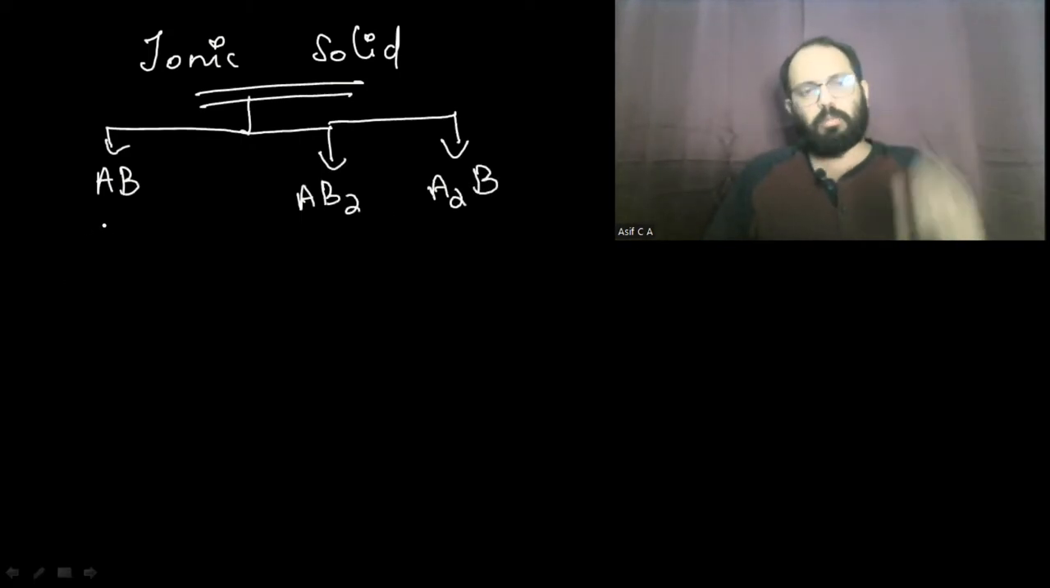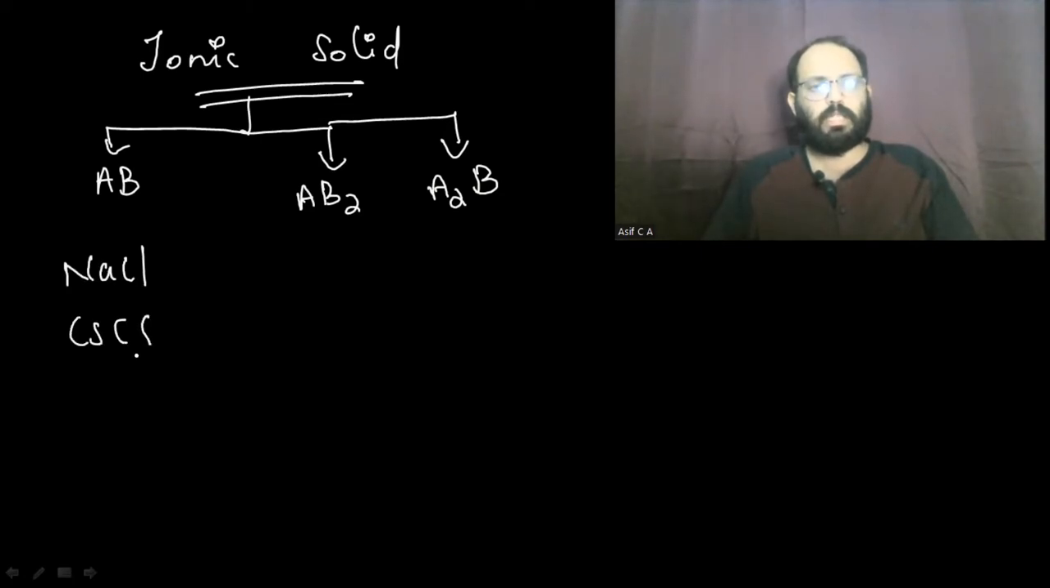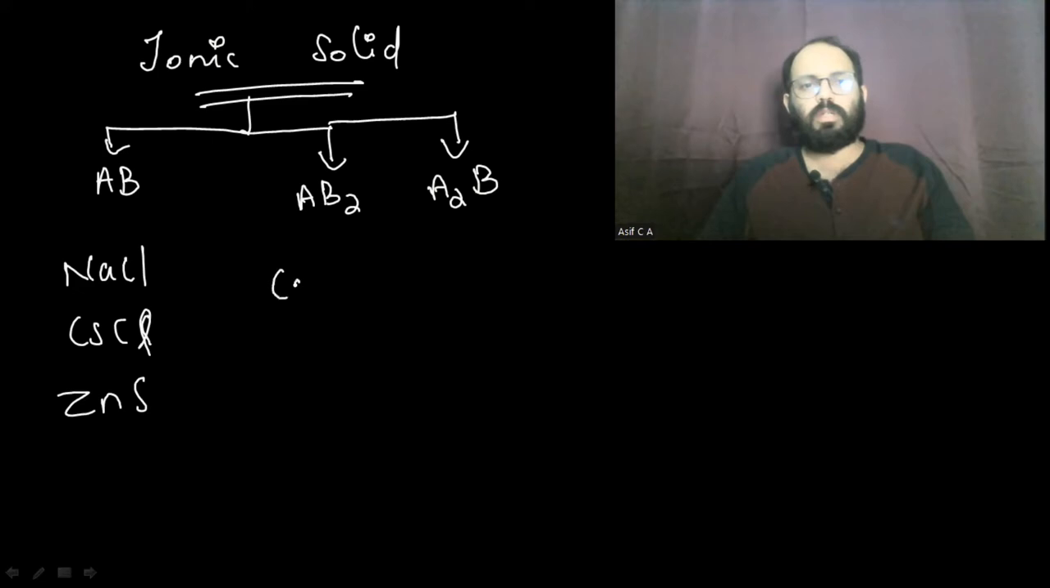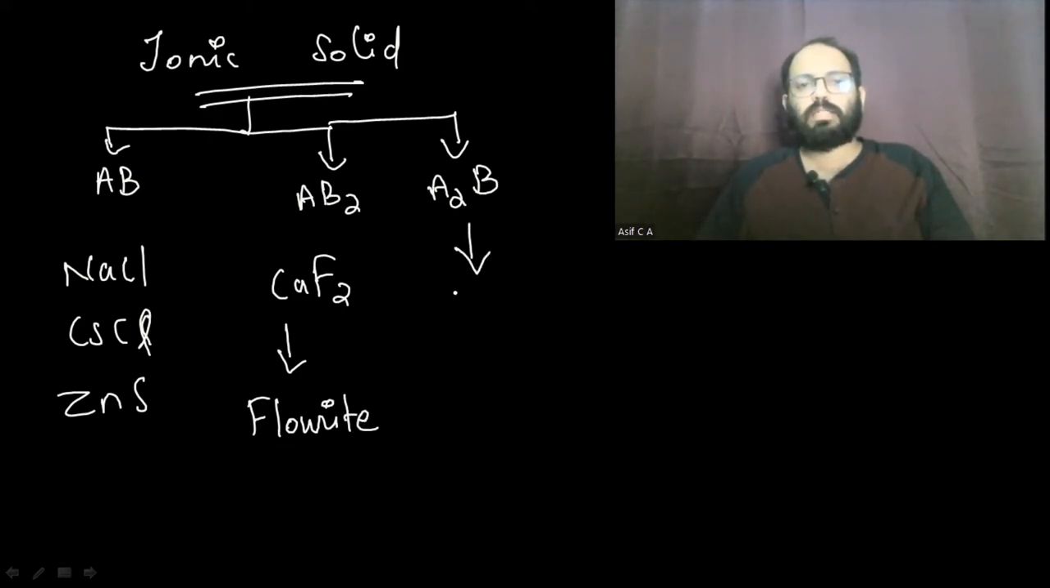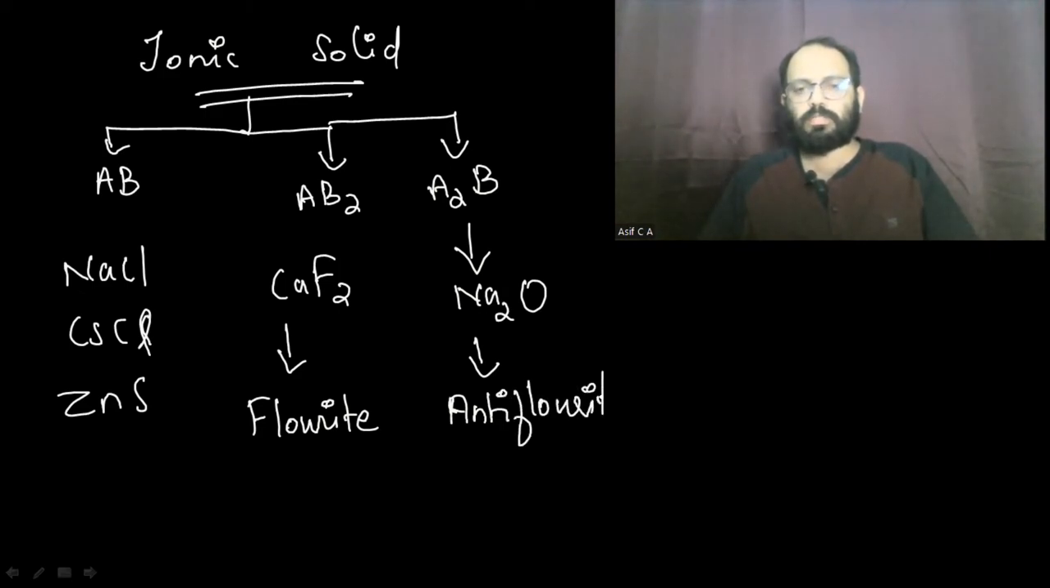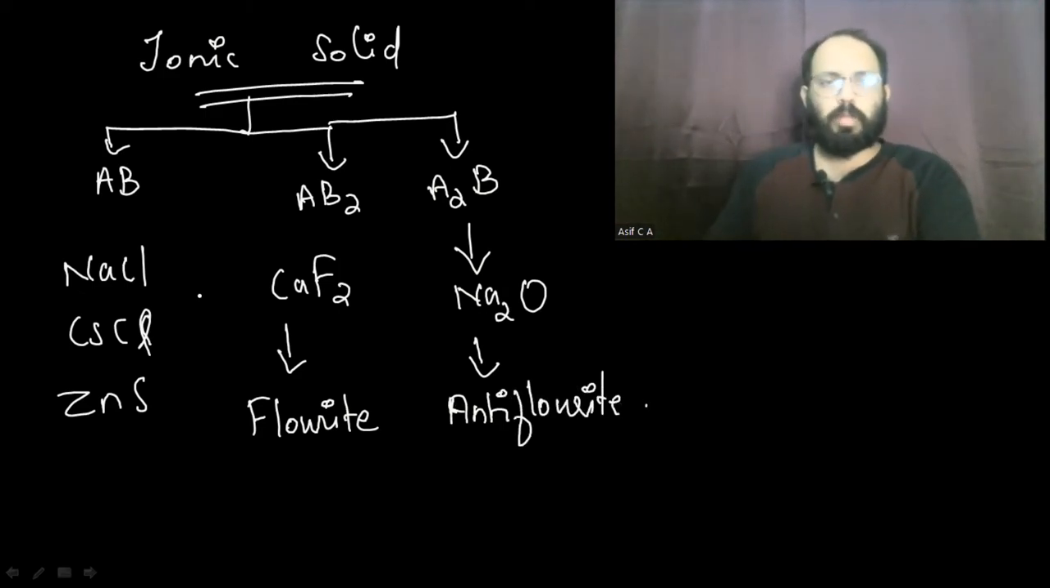In AB type, we will have NaCl, CsCl, then ZnS. In AB2 type, we have the calcium fluoride structure, which we call the fluoride structure. Then A2B type is Na2O type, just the opposite of calcium fluoride, so we call it the anti-fluoride structure. Fine, so let's look at them one by one.